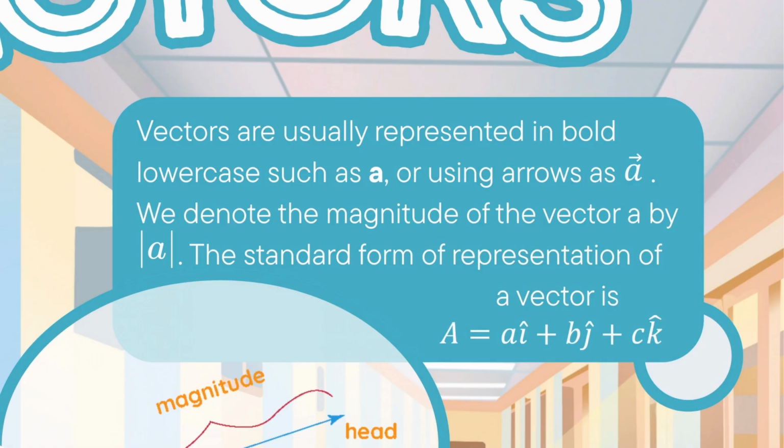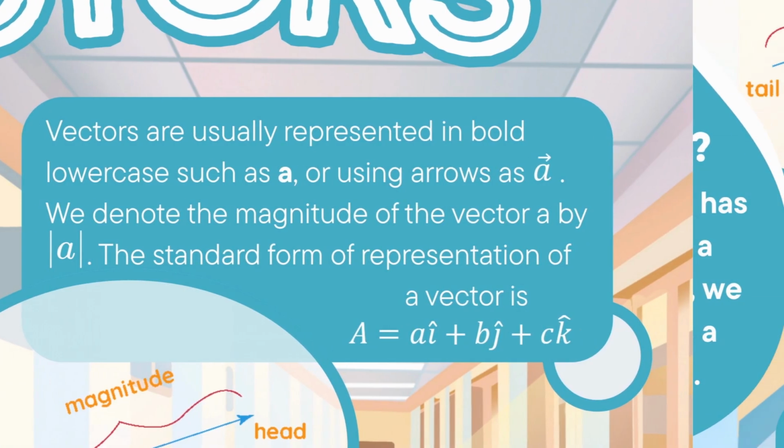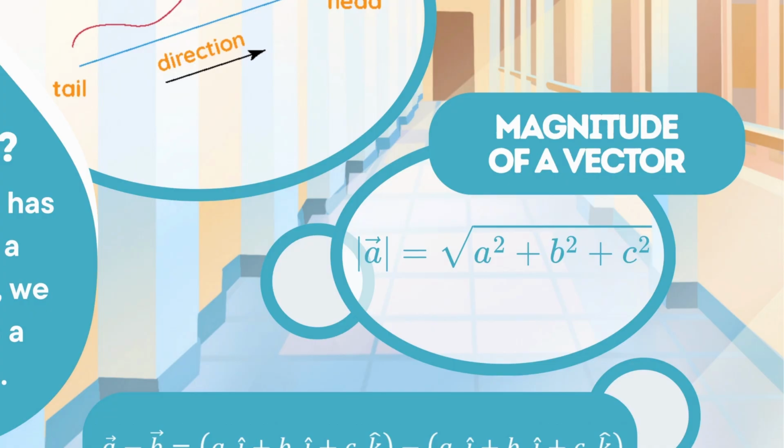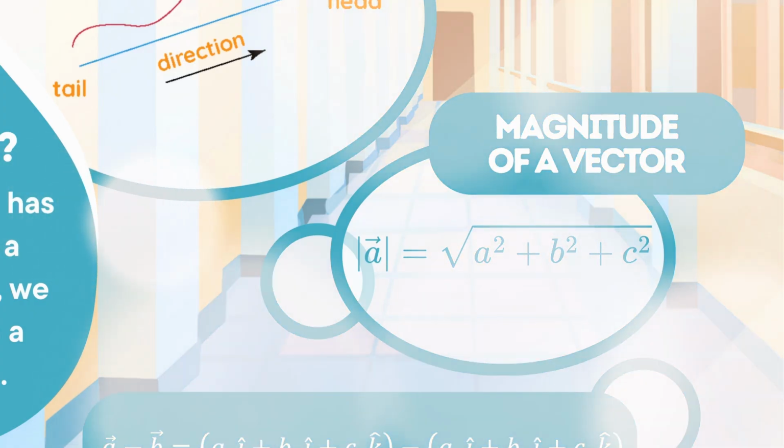y-axis, and z-axis respectively. Next, let's discuss the magnitude of a vector, which tells us how long or how big the vector is. The magnitude of the vector can be calculated by taking the square root of the sum of the squares of its components. If a, b, and c are the components of vector A, then the magnitude formula of A is given by the square root of a squared plus b squared plus c squared.